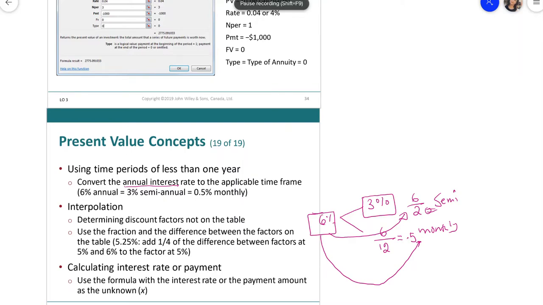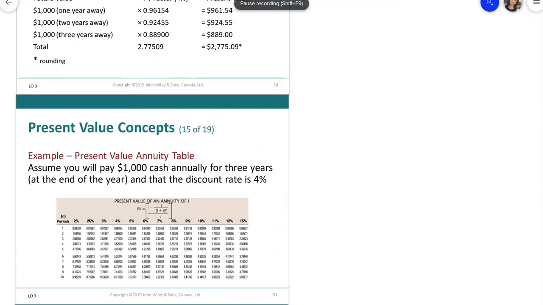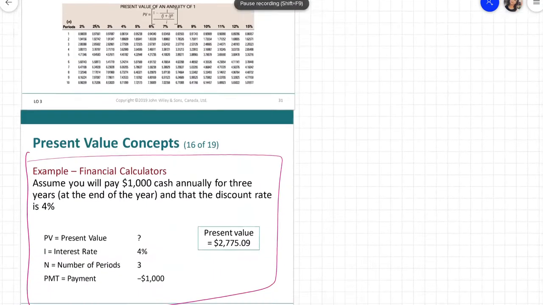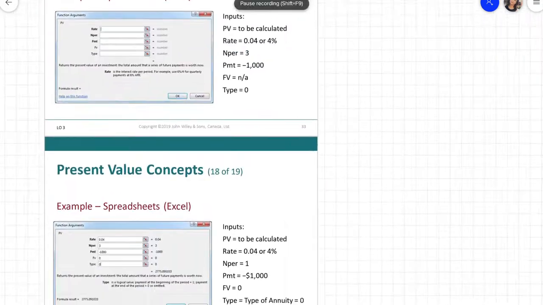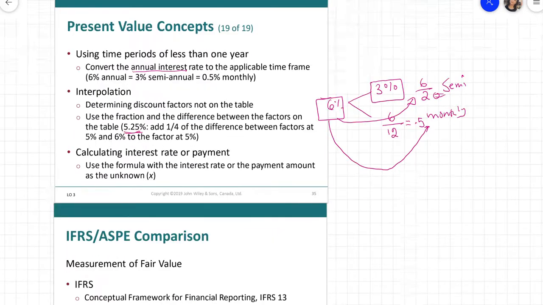Sometimes this is why we don't use the tables. If you look at the tables, there are no in-between numbers. So either you have 2 or 3, 4, 5, 6, 7, but there are no numbers in between. So it becomes really hard to use the tables if your interest rate is 5.25 or 5.45 or 5.35. That's why it is important to use the calculator, because then your numbers can be precise.